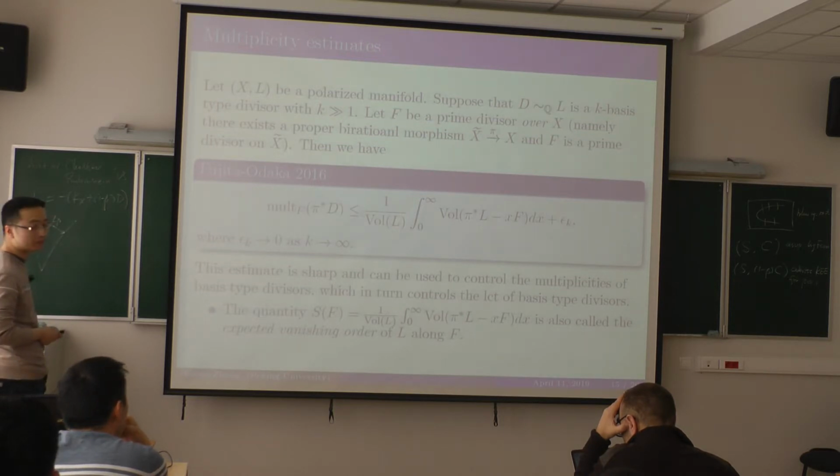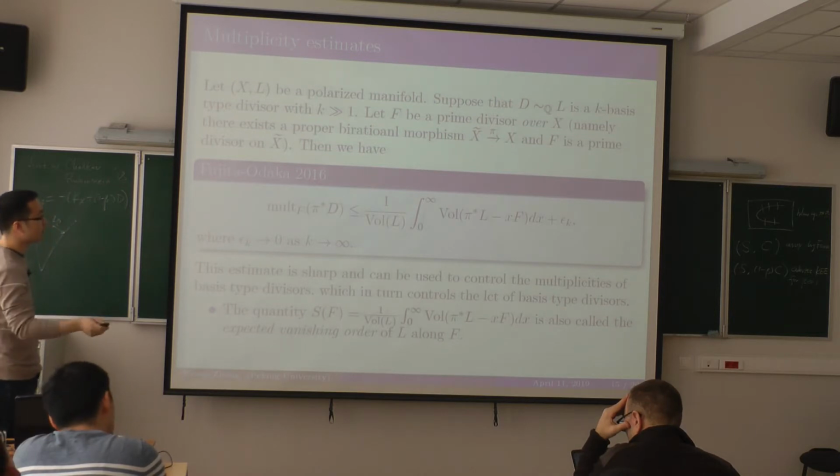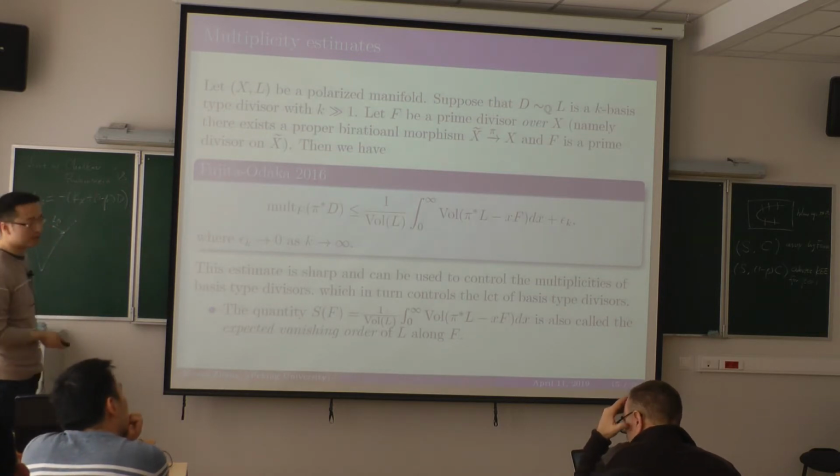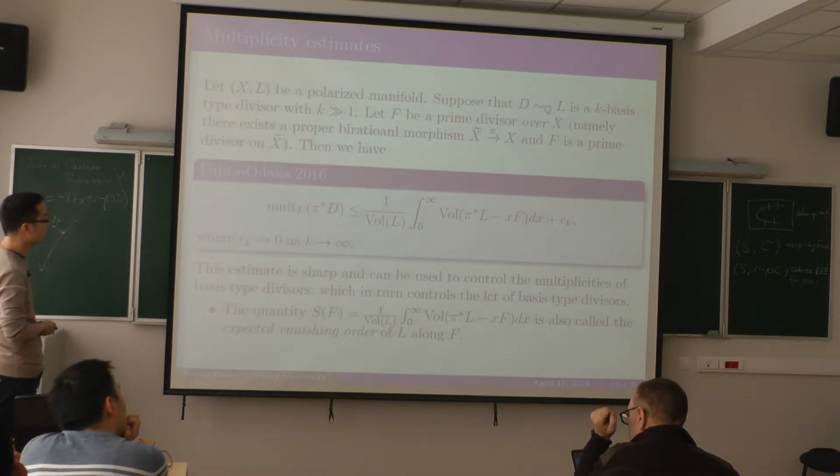And we use this estimate quite often in our computation. We use this to control the multiplicity of our basis type divisor along all the loci of the surface, basically. So this is an important step in our problem.